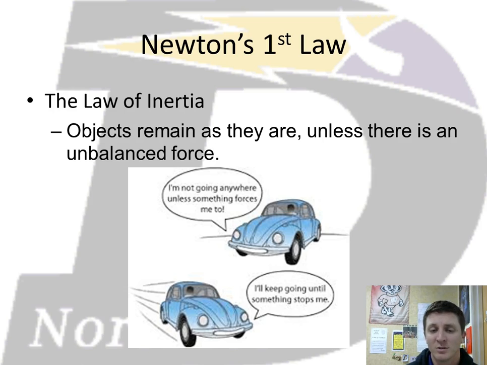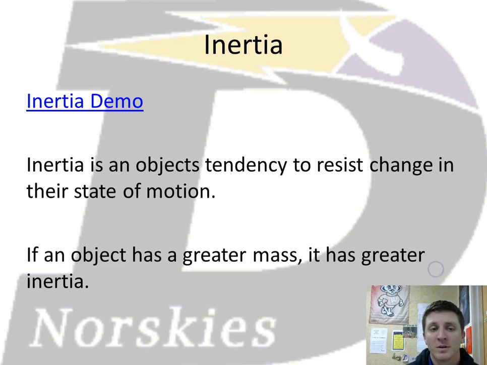So if we look at this picture here, inertia is kind of explained using these two cars. The first cartoon says, I'm not going anywhere unless something forces me to. So again, an object at rest is going to stay at rest unless something forces it to move. The bottom car states that I'm going to keep going until something stops me. Well, that is true. It will keep moving until an outside force stops the motion. So that's what inertia is. That's what Newton's law is, that these objects are going to stay as they are unless forced to by an outside force.